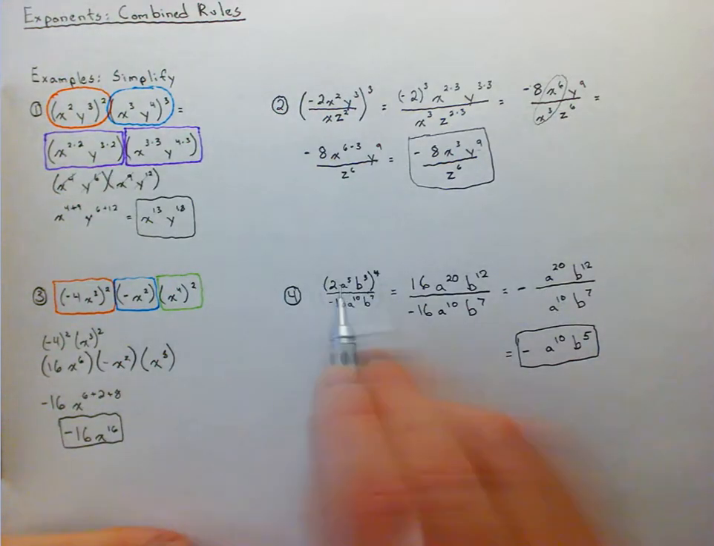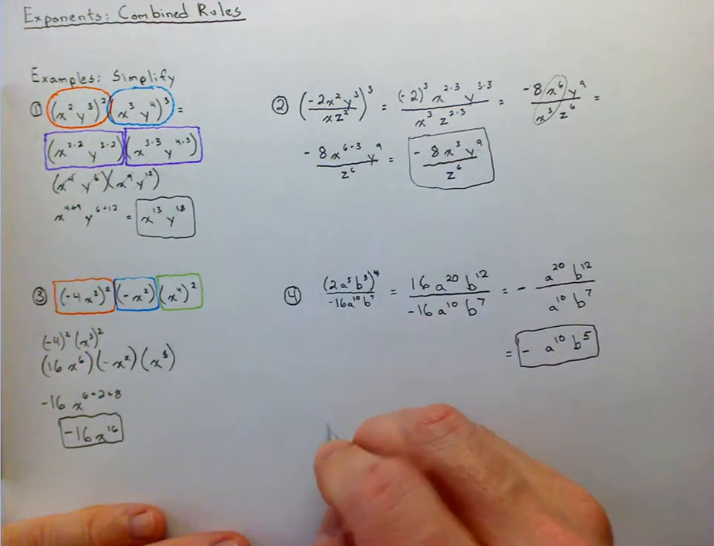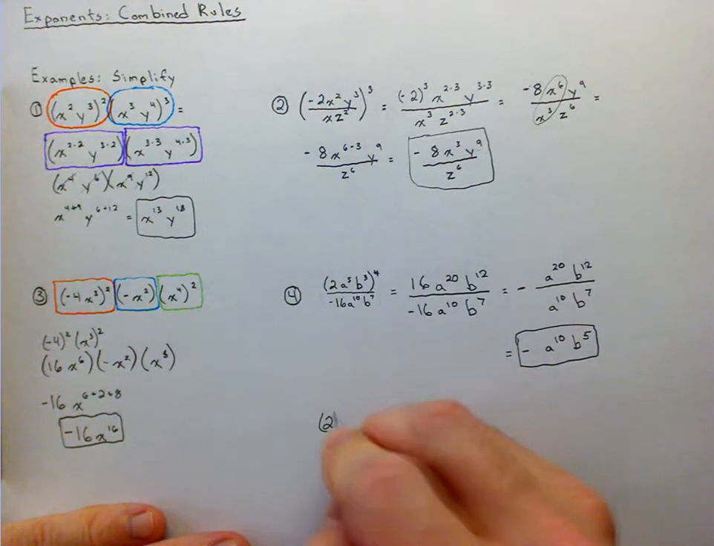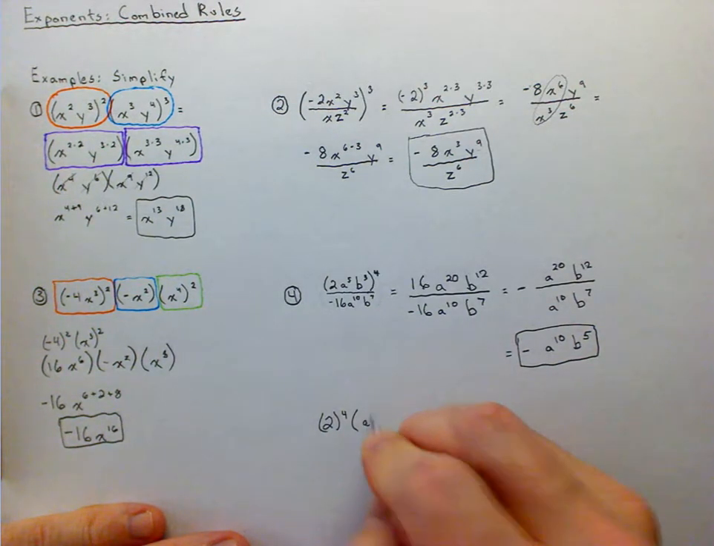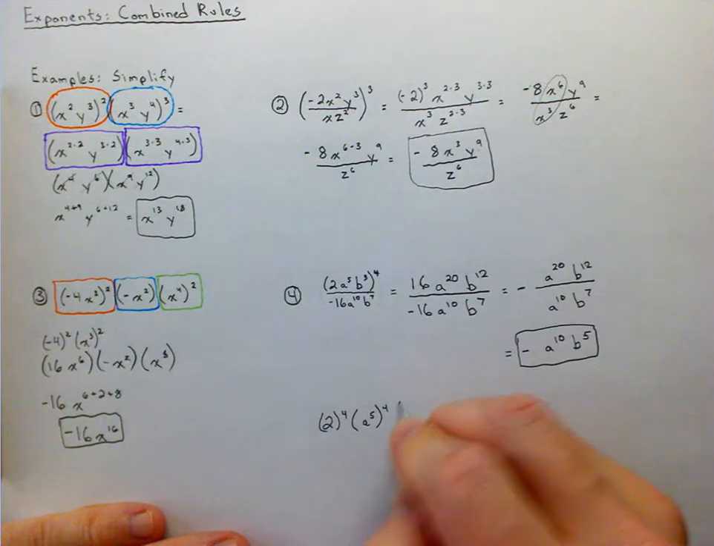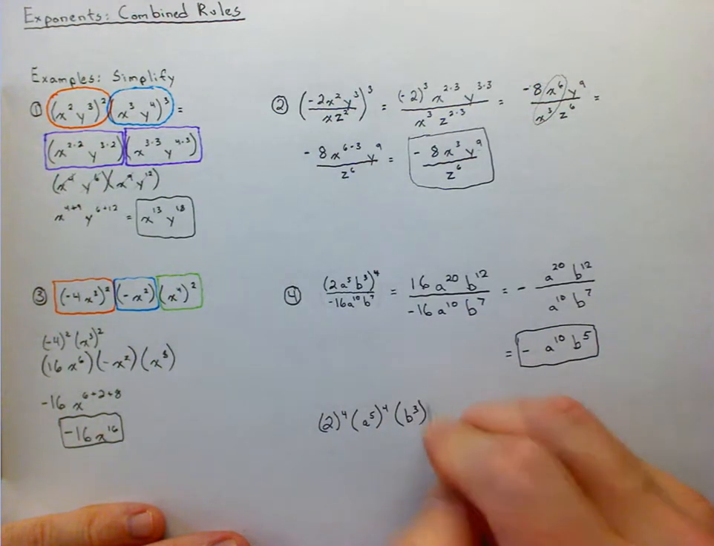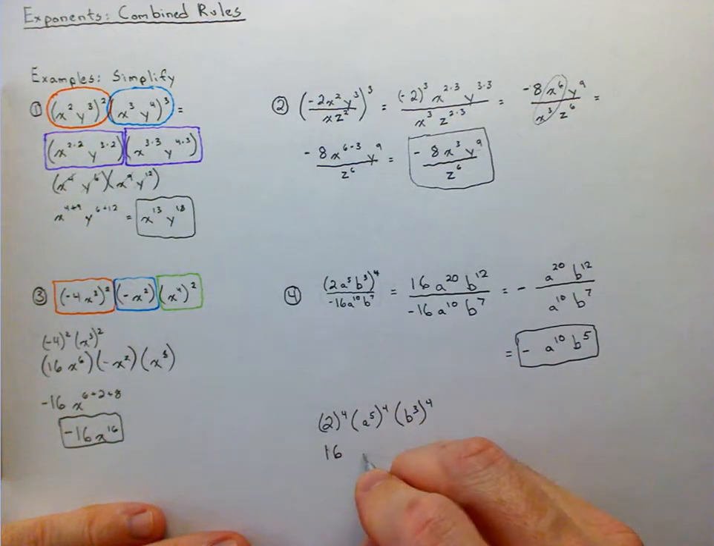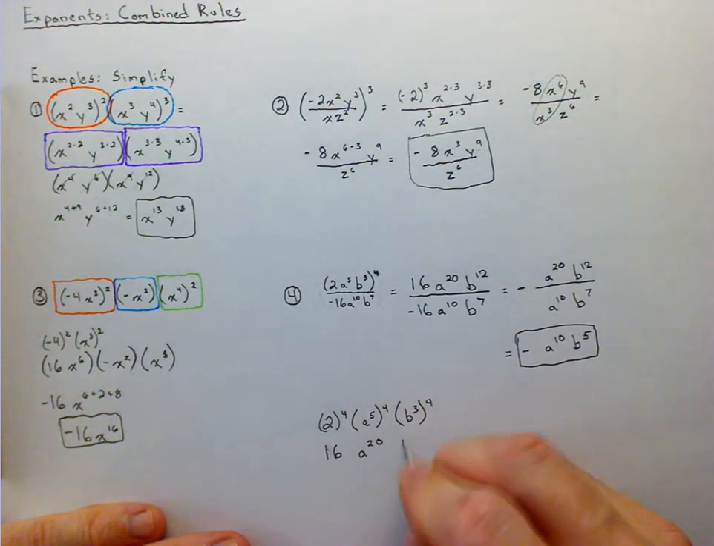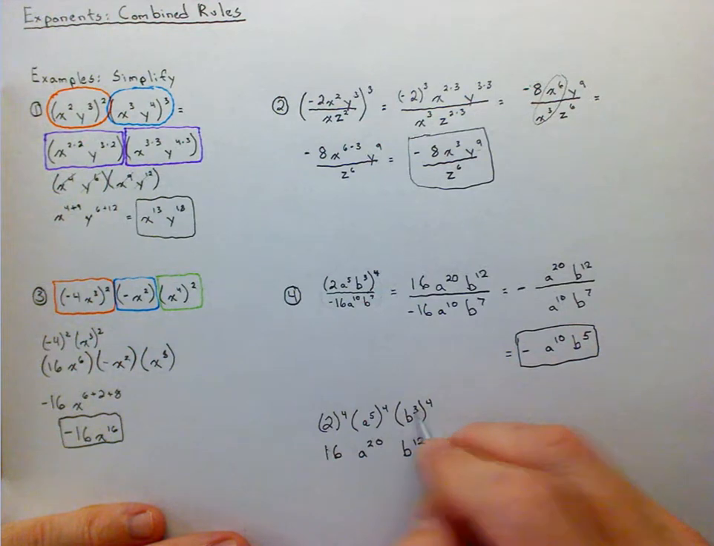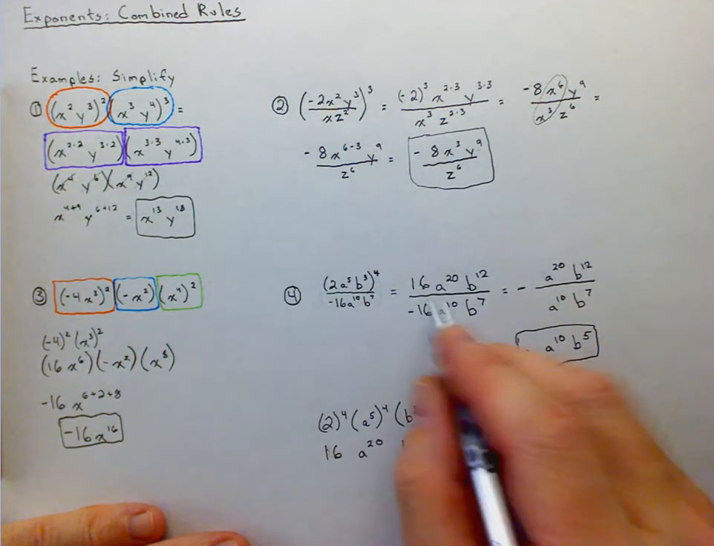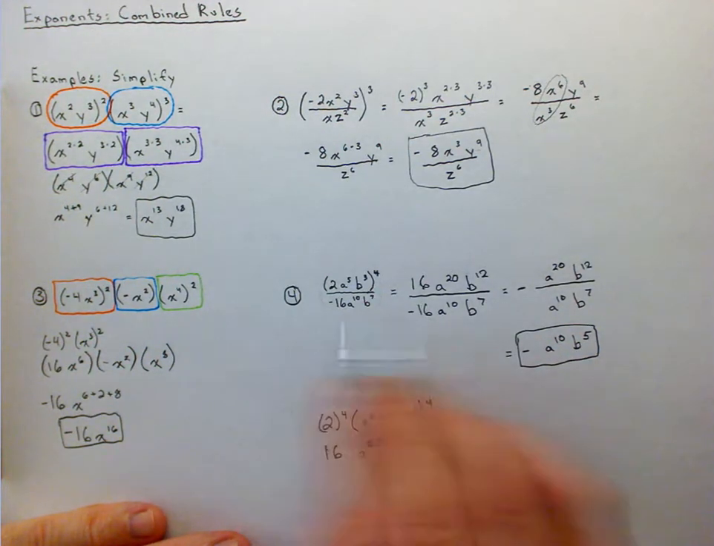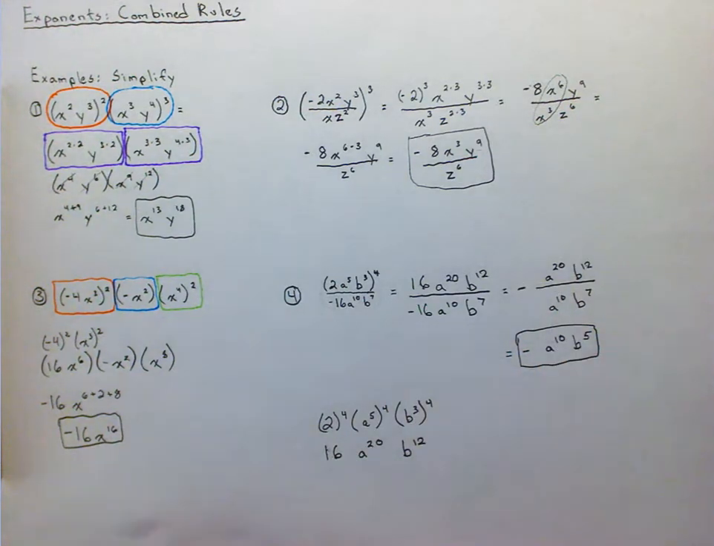To highlight what we did up here, so that we don't get confused, this is what I ended up with. 2 to the 4th times a to the 5th to the 4th, b cubed to the 4th, which became 16, which became a to the 20th, which became b to the 12th. Alright, power rule, multiply the exponents together. So that is how I got that numerator. Denominator, I had nothing to do until I got to where I used my quotient rule.